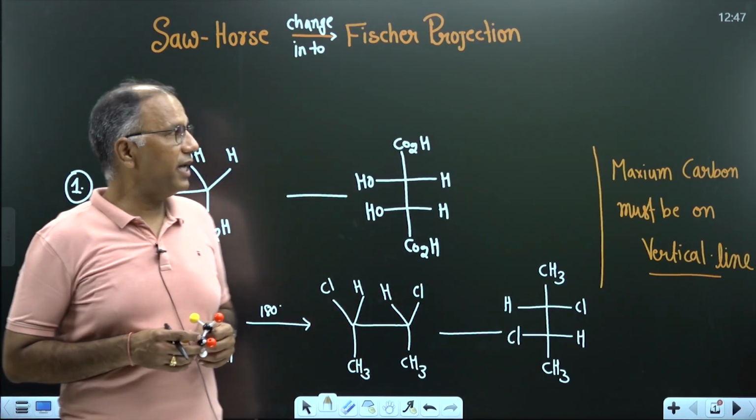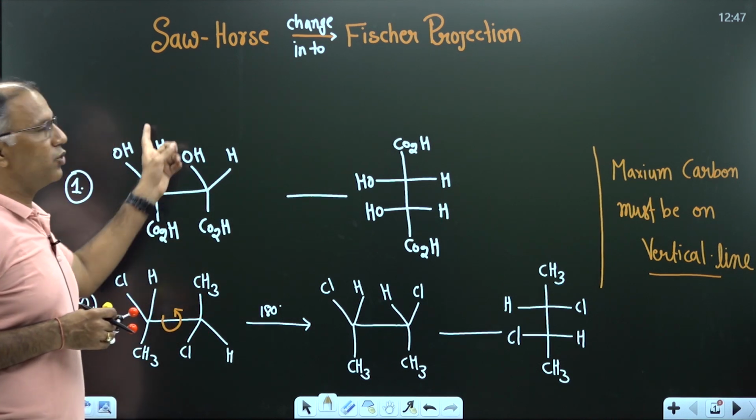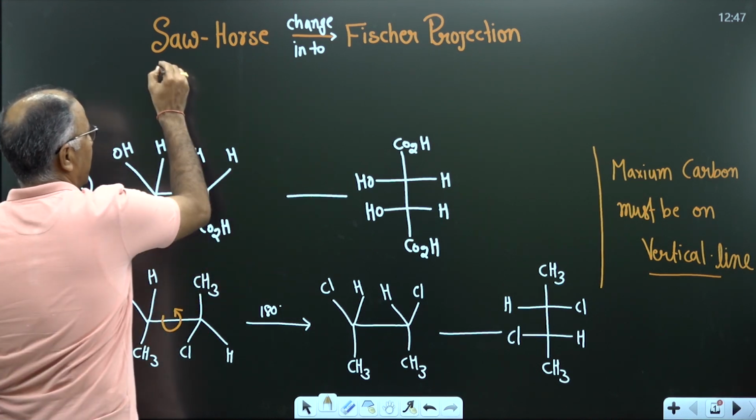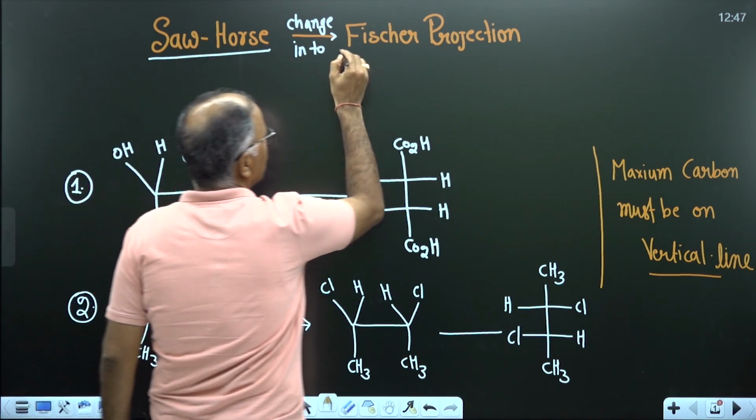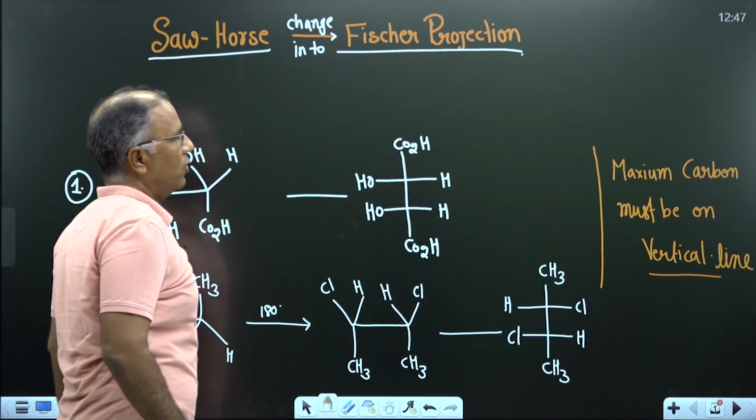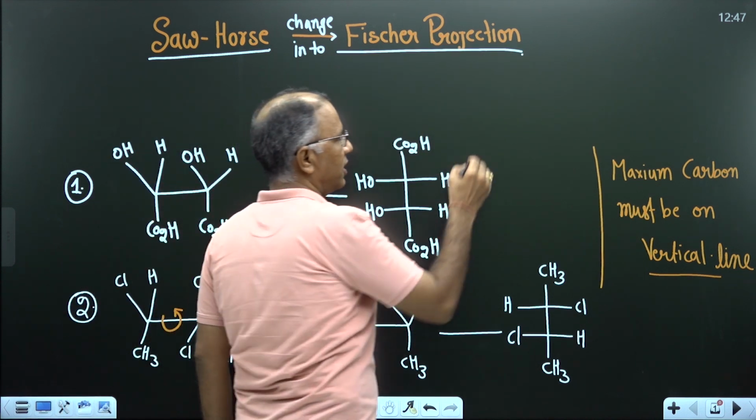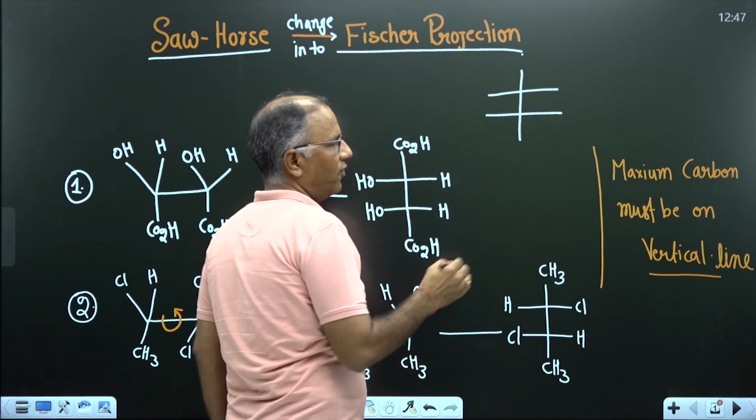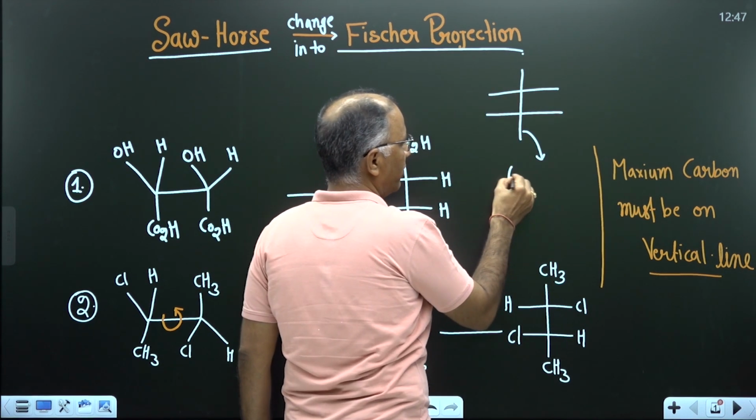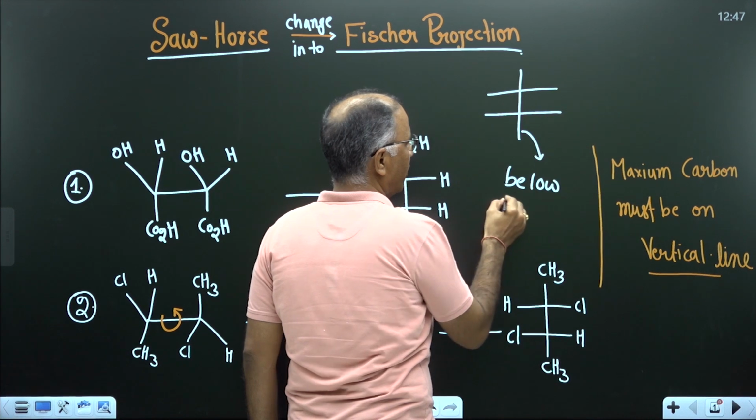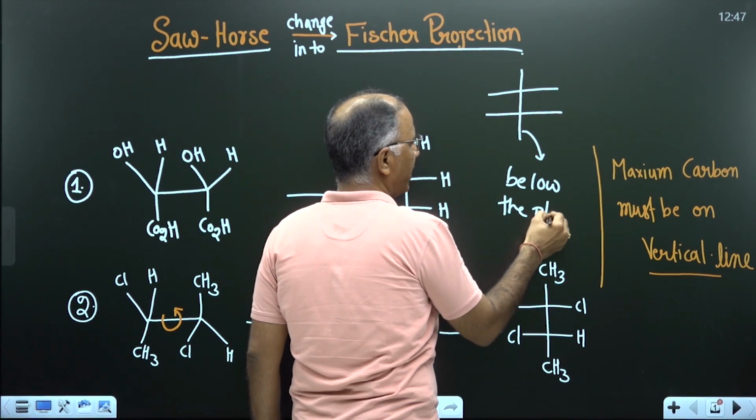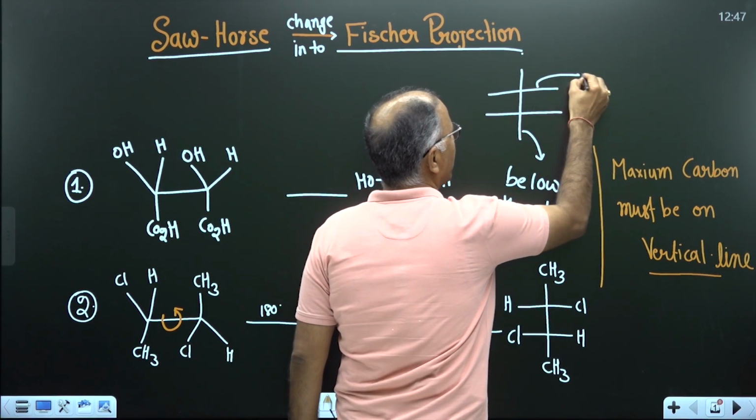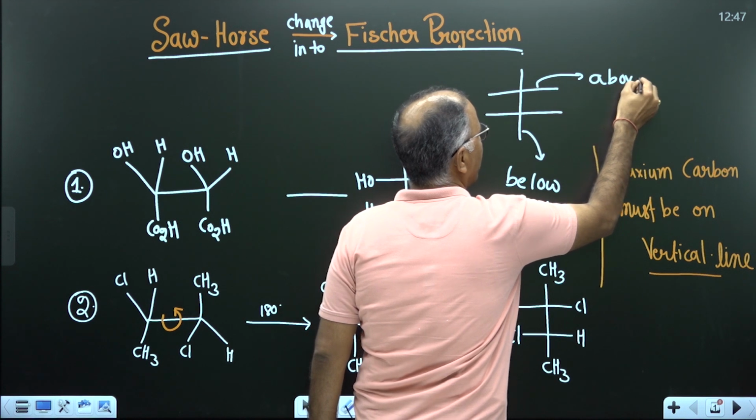Now we will study how to convert this Sawhorse into Fischer projection. That means we have to convert to Fischer projection. First of all, what is the Fischer projection? In Fischer projection, there is a vertical line and there are horizontal lines. Vertical line represents below the plane, and horizontal line represents above the plane.